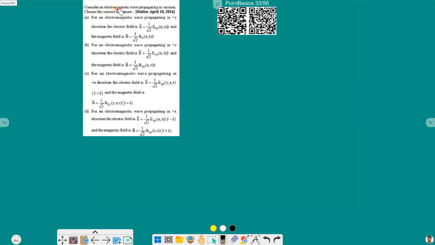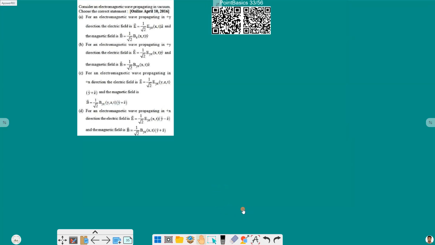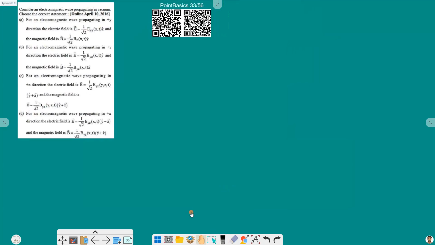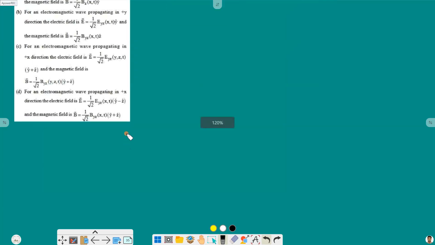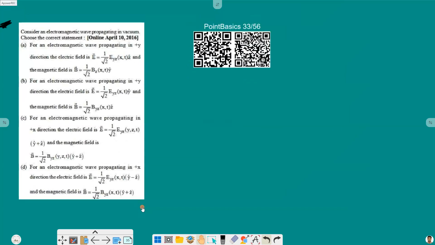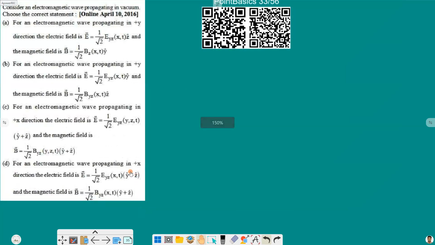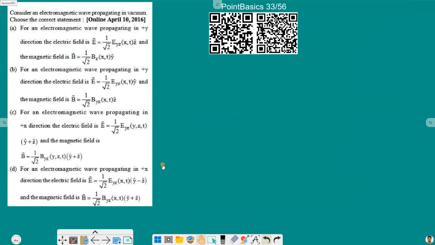Here, consider an electromagnetic wave propagating in vacuum. Choose the correct statement. So here the wave is along vacuum. Let me slide it down slightly. Now for an EM wave, let me zoom in slightly so that it has better visibility.